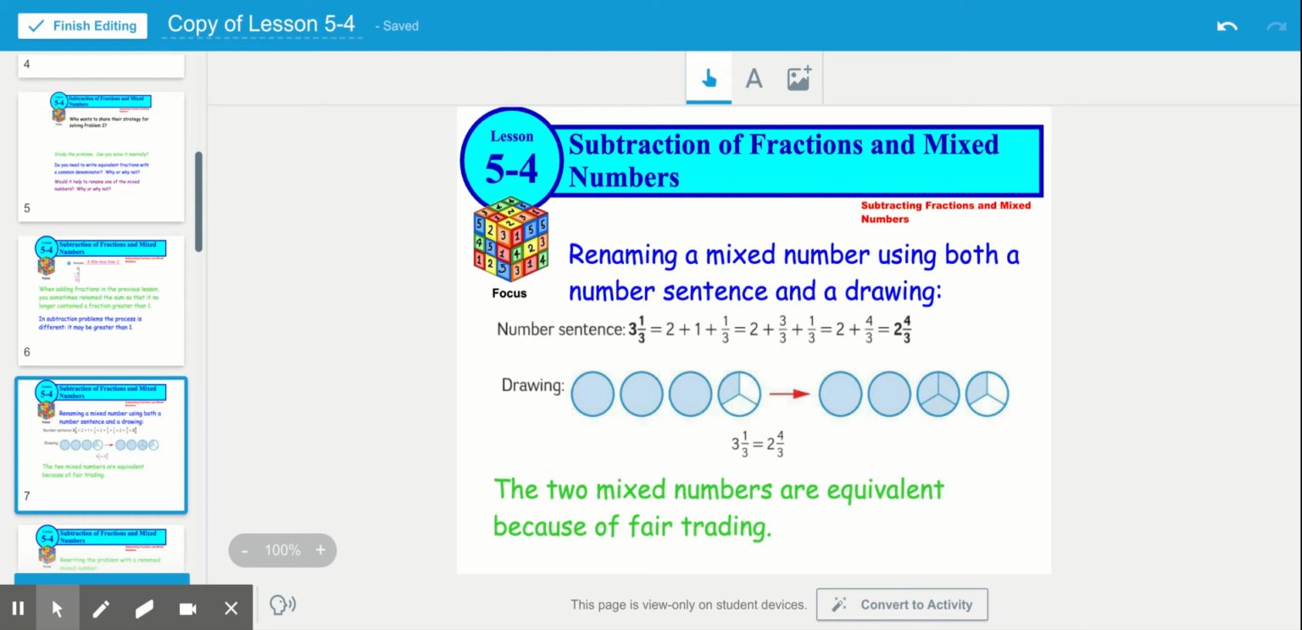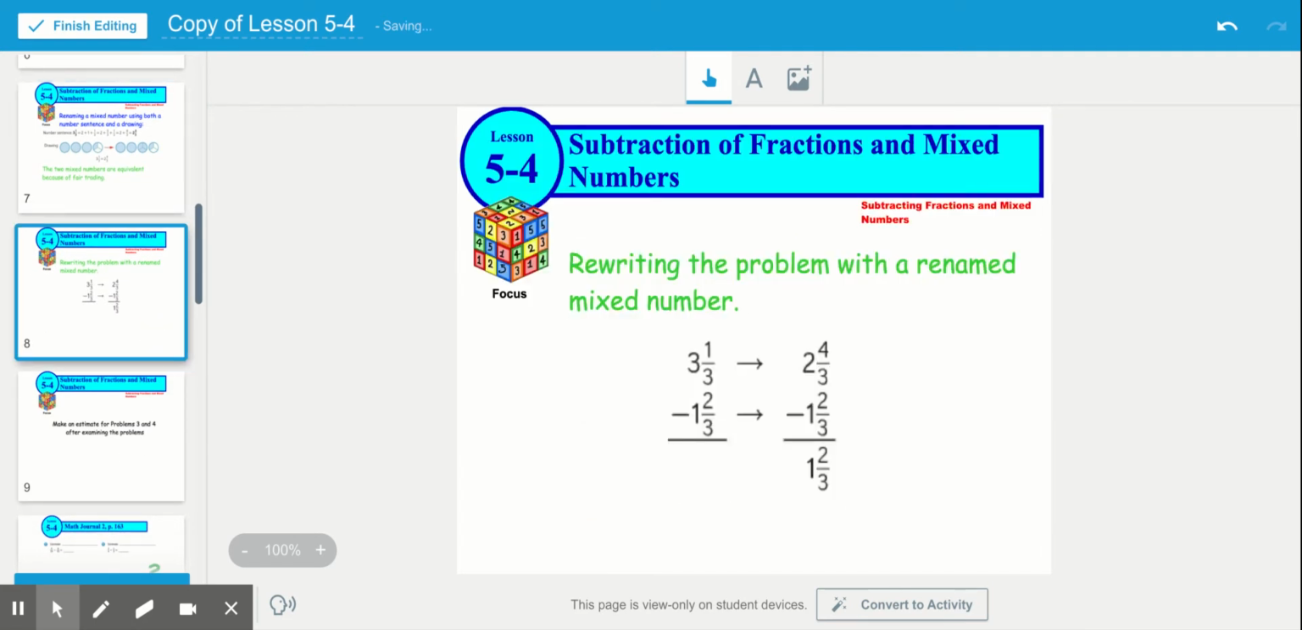It's a lot like when we borrow with whole numbers. We're actually going to be borrowing when we're working with mixed numbers. You can see the same thing here in the drawing. On the left-hand side, we see 3 1/3, and on the right-hand side, we see 2 4/3. The two mixed numbers, they're equivalent. They're the exact same value. They are just fair trading, just like we do with subtraction of whole numbers.